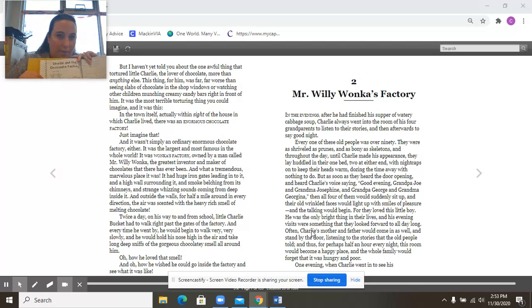We're going to go all the way until we see this one, Charlie and the Chocolate Factory. And then at the top of this page, it says chapters 1 through 3. Only this page is what we're doing for classwork today. Okay, I hope that's clear. And let's get to reading.